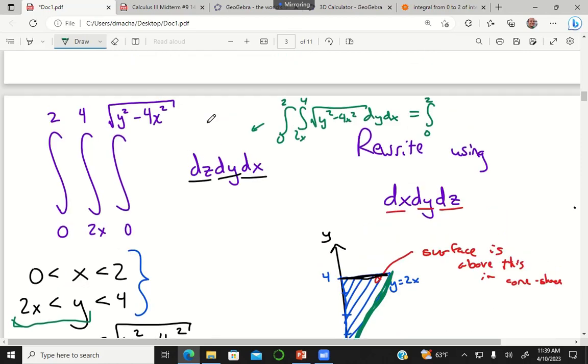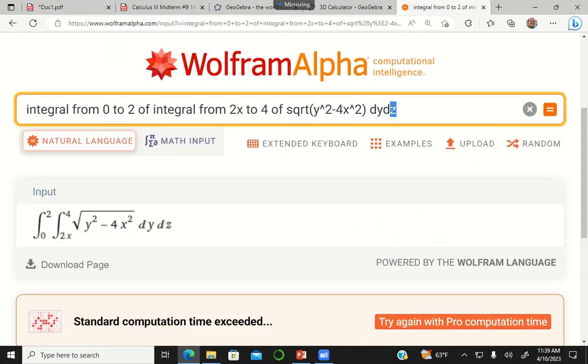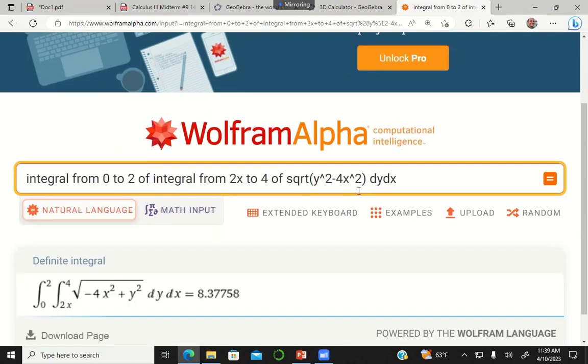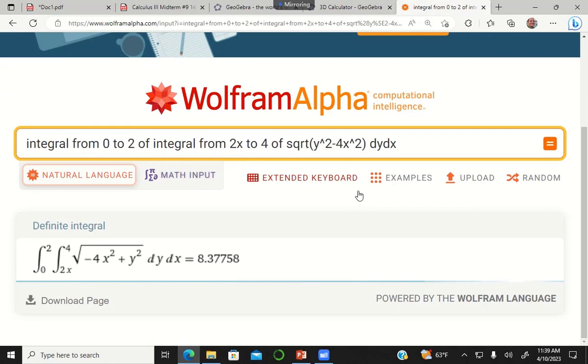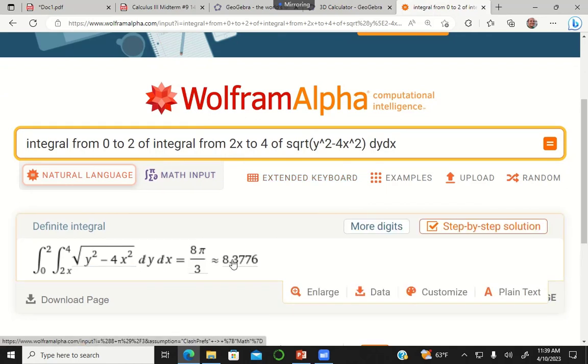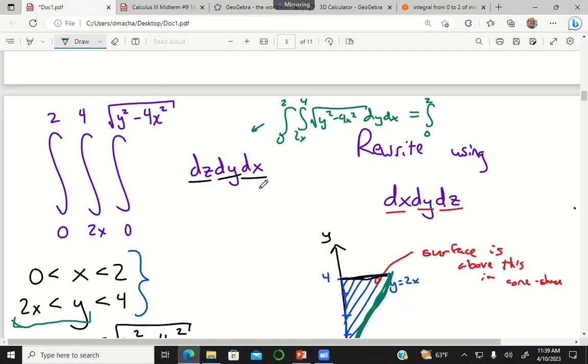Wait, did I do this wrong? Okay, the order of integration should be dz, dy, dx. So I put it into Wolfram Alpha wrong. Maybe that's why we're getting that error. Yeah, okay. Oh, user error. So the answer we're looking for is 8 pi over 3. 8 pi over 3 is our answer.